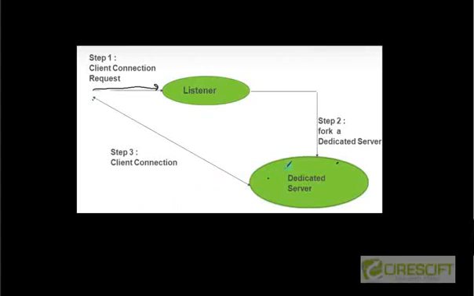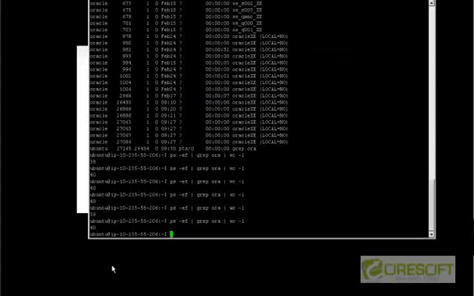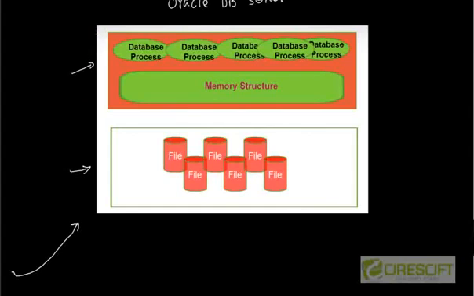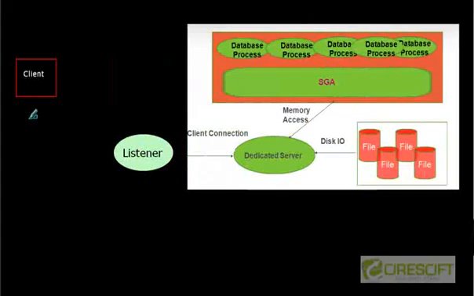This is why each time you start a new client, your number of processes increases by 1, and whenever you disconnect or quit, the dedicated server is cleaned up by the listener, or by some other process. So we started our diagram with this, and this is what we reach now. A client comes to the listener, and the listener creates dedicated server 1. Let's say this is client 1, so this is dedicated server process 1, and the client directly talks to that dedicated server.